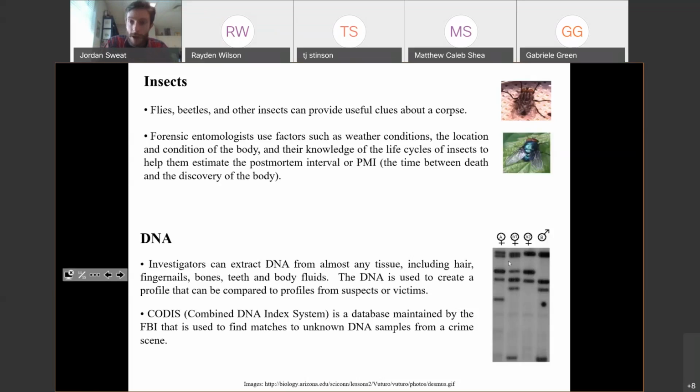Okay. All right, so your last note for today, just know that DNA can nearly be extracted from any part of your body. And I want you to tell me what CODIS stands for. That's the Combined DNA Index System.